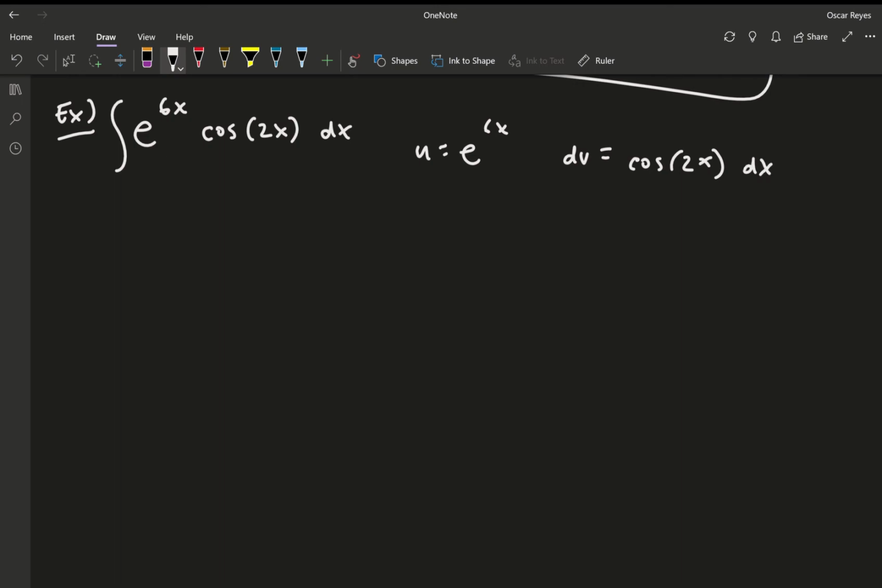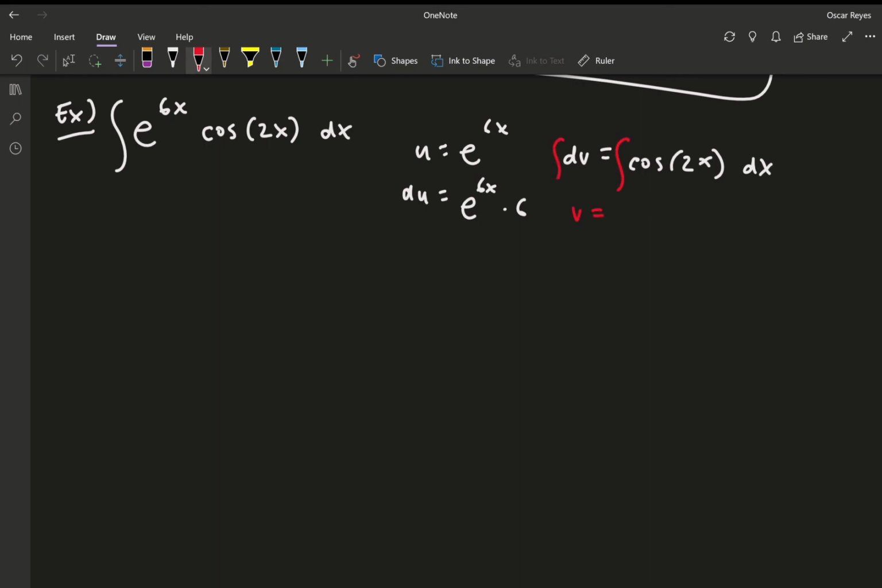Okay, so du is going to equal, when we take the derivative, e to the 6x, and then we have to think about the chain rule there. If we think about taking the derivative of just 6x, it gives us 6. So we've got to now take the integral of both sides.